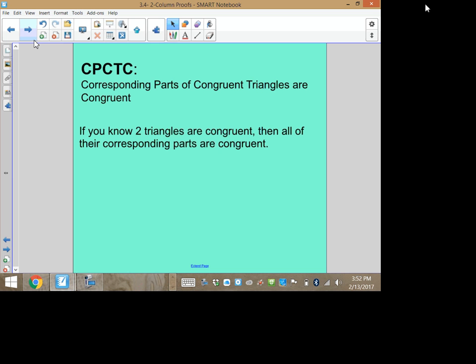Another term to note is CPCTC. That means corresponding parts of congruent triangles are congruent. So I'm going to say that one more time. Corresponding parts of congruent triangles are congruent. If you know 2 triangles are congruent, then all of their corresponding parts are congruent. So if I told you that triangles ABC and DEF are congruent, then you would know that each of those angles and sides will also be congruent.